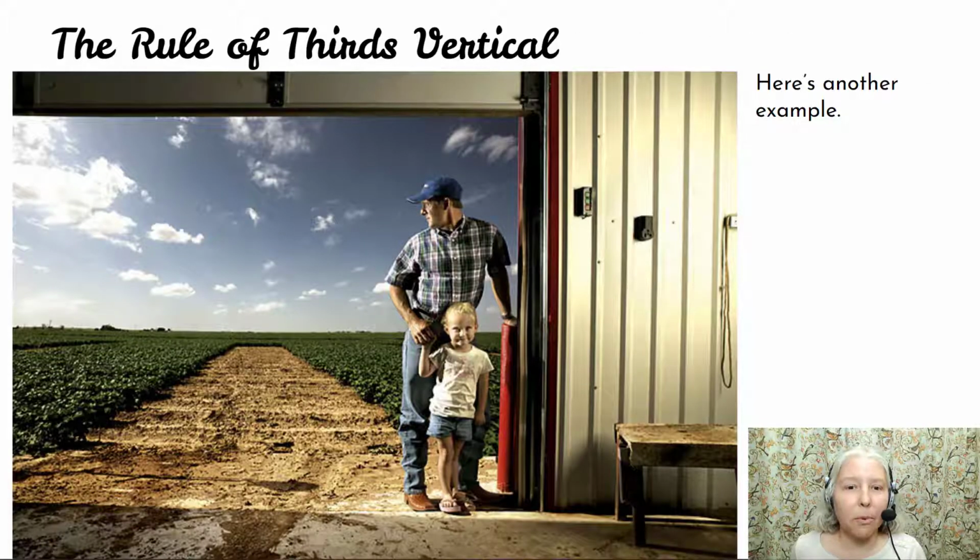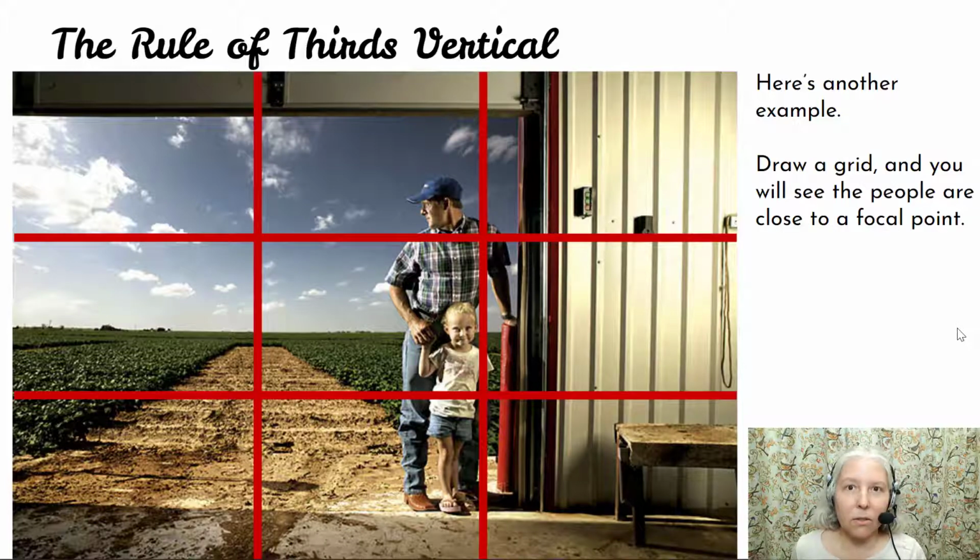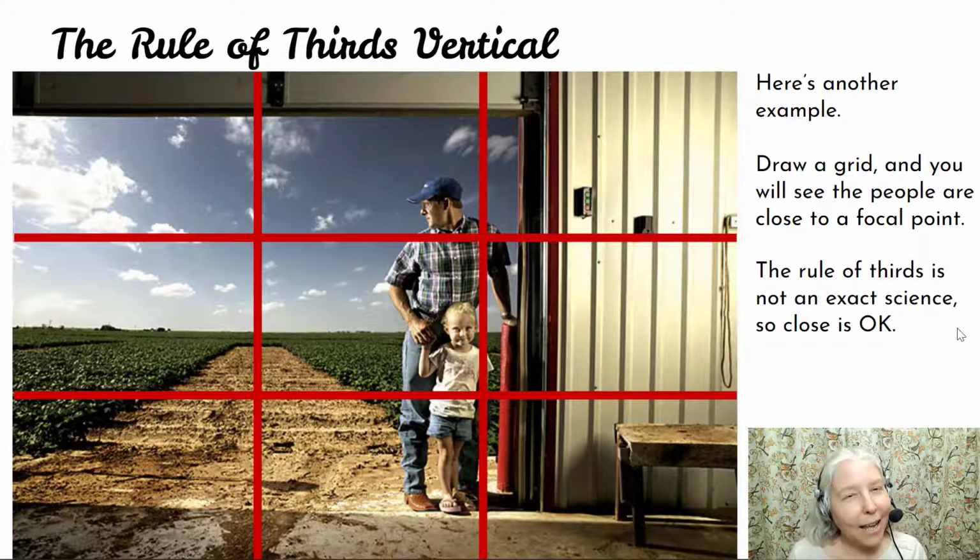Here's another example that is vertical instead of horizontal. Draw the grid and you will see that the people are close to a focal point. The Rule of Thirds is not an exact science, so close is okay.